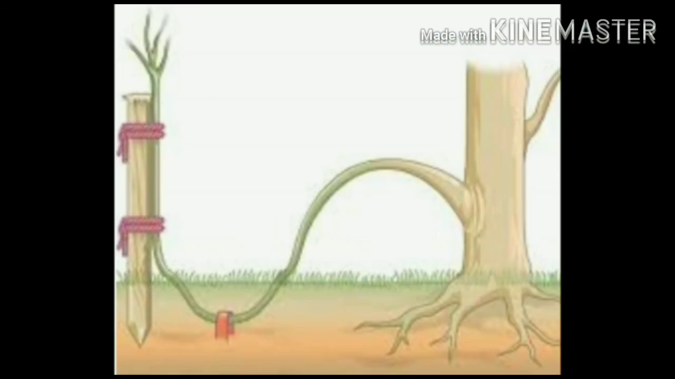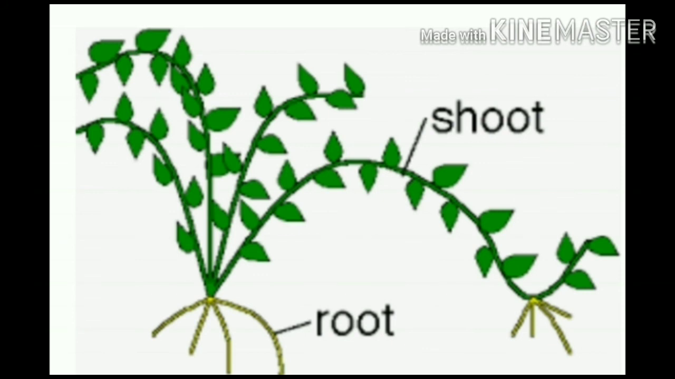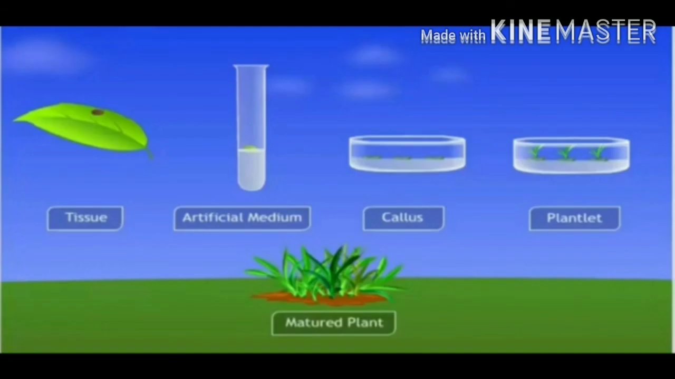In layering, one or more branches of the parent plant are bent close to the ground and covered with moist soil. The covered portions grow roots and develop into new plants. Do you know what is tissue culture or micropropagation? In this technique, some cells or tissue from a desired plant is placed in a suitable nutrient medium under proper conditions. The tissue grows into an unorganized mass known as callus. The callus is transferred to another medium containing hormones for growth and differentiation.